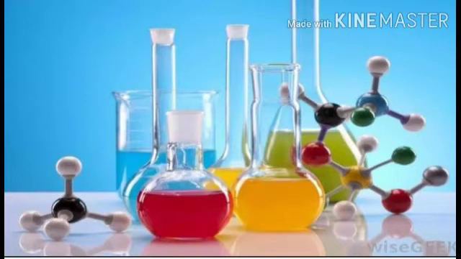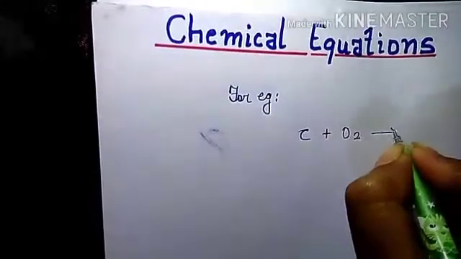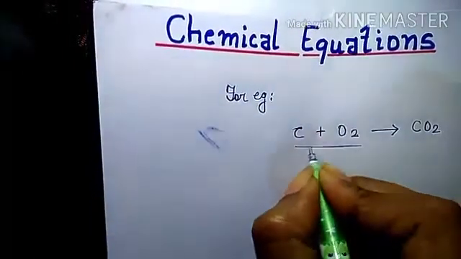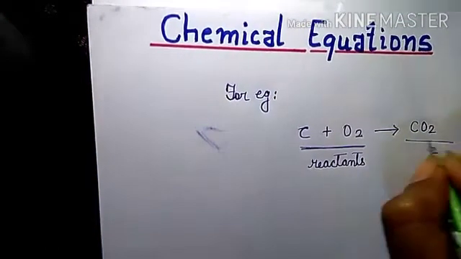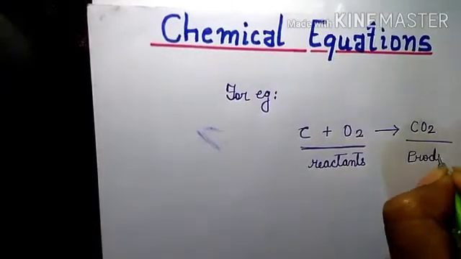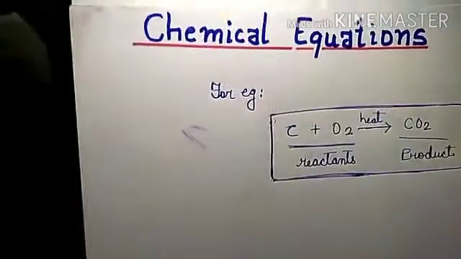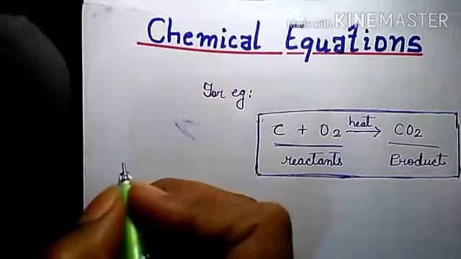In a chemical reaction, when two reactants react with each other, they form a new product. For example, when carbon reacts with oxygen in the presence of air, it gives carbon dioxide. Here, carbon and oxygen are called reactants, and the carbon dioxide gas which is formed is called the product. And we know that this chemical reaction is represented as a chemical equation.